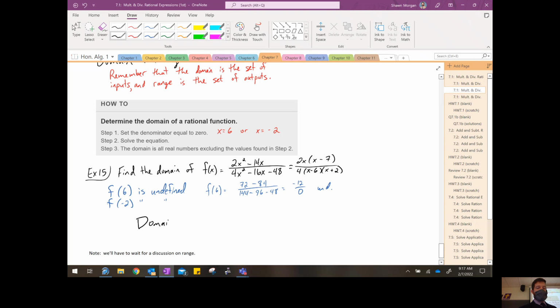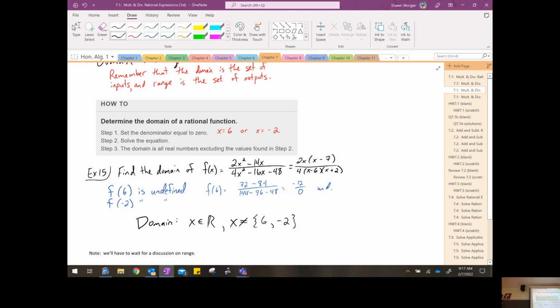The domain, we would say x is a member of the set of real numbers. x could be anything you want, except x cannot equal 6 or negative 2. So x could be any real number that you'd like, except these 2 restrictions. We would have to say, sorry, you're not allowed to plug those numbers in.